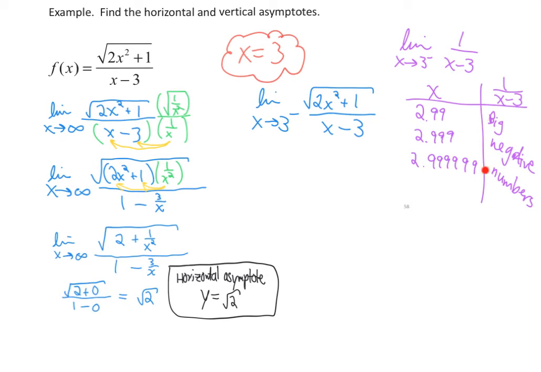In each case, you're going to get big negative numbers, which means the closer and closer we get to 3 from the left, the bigger a negative number 1 over x minus 3 is. It's going to be as big of a negative number as we want, which means this limit is negative infinity.